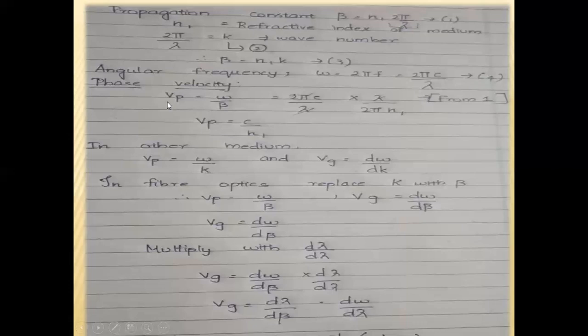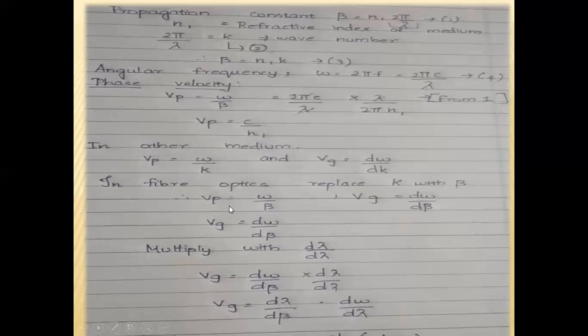By substituting the value, we will get a value like this. Now we have to substitute for phase velocity. We know the formula omega by beta. So we substitute omega is equal to 2 pi C divided by lambda, into the value of beta. We know beta is equal to N1 into 2 pi by lambda. Here beta is in the reciprocal, so we have to write it inverted: lambda divided by N into 2 pi. This lambda gets cancelled, again this 2 pi gets cancelled. We will get the phase velocity Vp is equal to C by N.